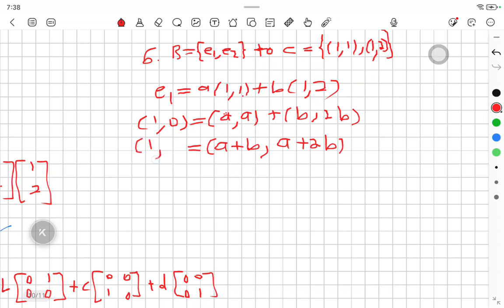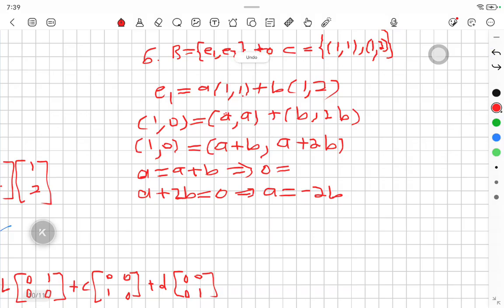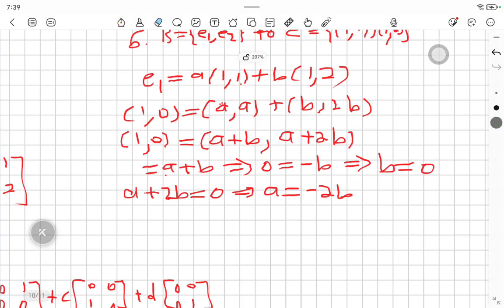Then we have 1, 0. Then A is equal to A plus B, and A plus 2B is equal to 0, meaning that A is equal to minus 2B. If we come here, 0 is equal to, if I plug minus 2B here, I'm just gonna get minus 2B plus B is minus B, meaning that B is equal to 0. Do you agree here? Is B equal to 0? Oh no, B is not equal to 0, man. Let me see. This one is equal to 1, man. I mistakenly said 0 there. This is equal to 1.